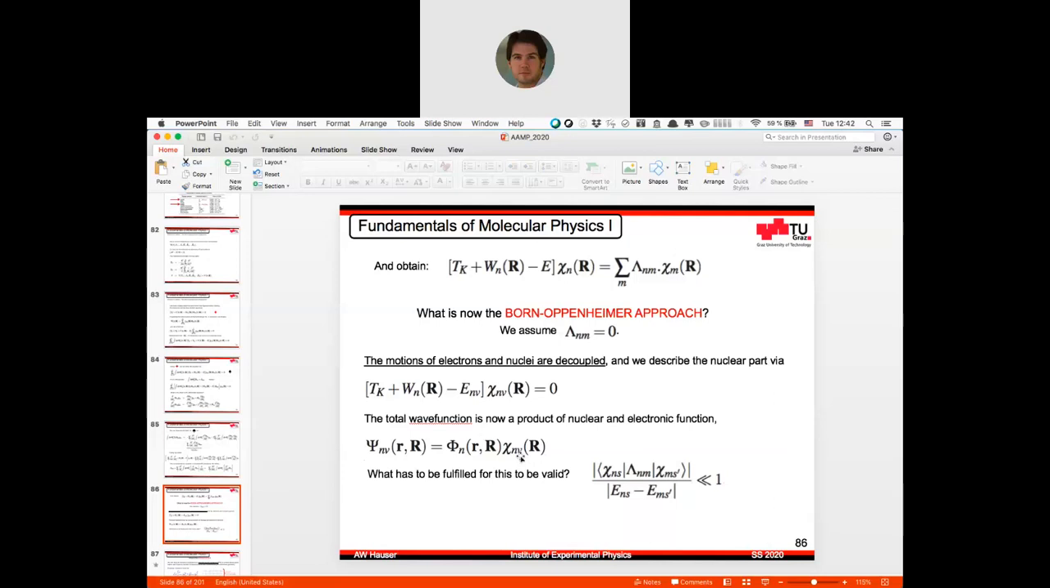In general, we have non-negligible couplings here, so this is not really zero. And in this case, you will have not just a simple product of one electronic function with one nuclear wave function, but you have a summation. You will have a coupling between different electronic and different vibrational states. I will show you in a minute what I mean by this by drawing something on the computer. But I hope this is clear.